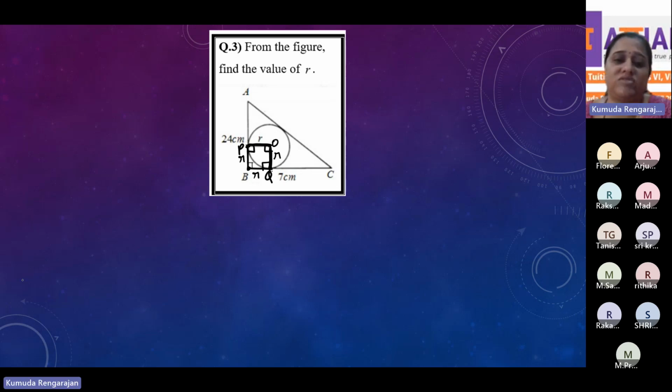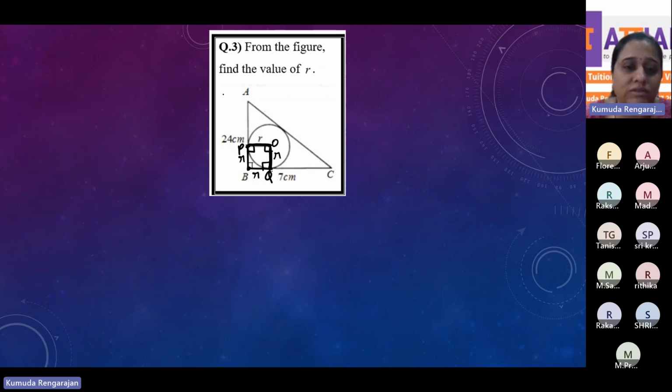So this is how we have to start. You'll have to prove that this quadrilateral is a square. So first find all the angles of the quadrilateral. Each angle will be a right angle, so it is a rectangle. In the rectangle, one pair of adjacent sides is equal. Therefore, it is a square. Now that it's a square, all the sides are equal. So OP, OQ, BQ, BP, all equal, and you can mark them as R. Or if you're not comfortable marking it as R, you can call it X.